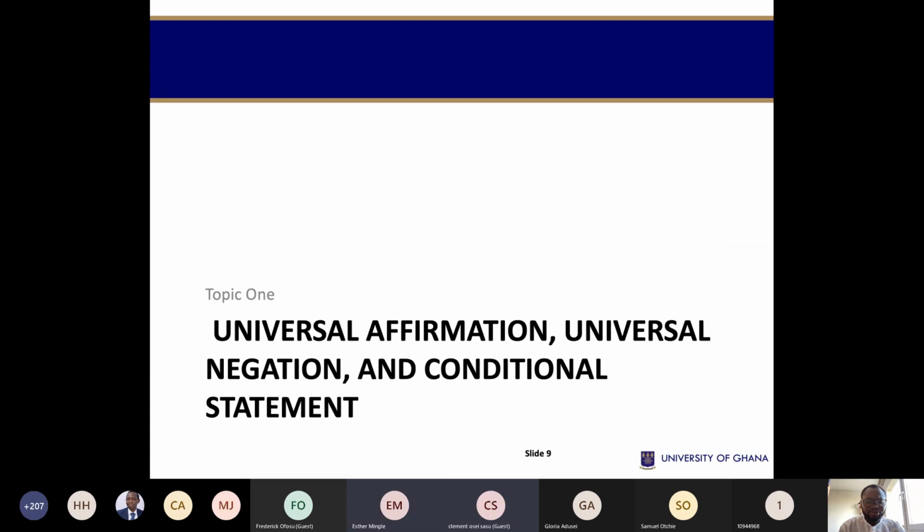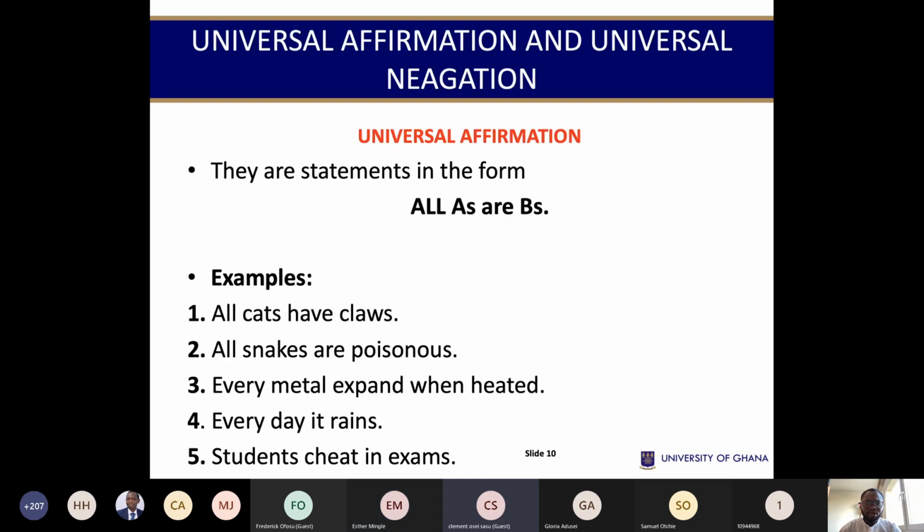Let's go to our topic for today, the first topic. The first topic is universal affirmation, universal negation, and conditional statements. I want you to pay attention because what we are going to do, you need a lot of attention in order to grasp what we are doing. Then later you can go back and review it.